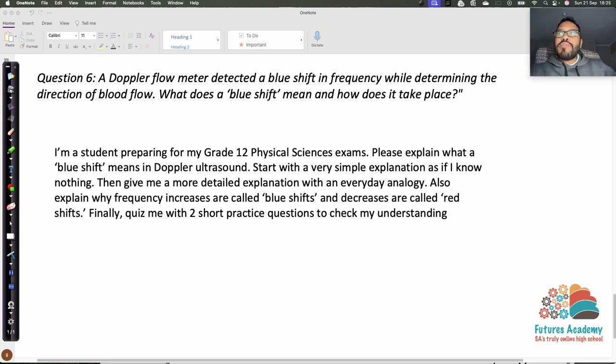So I've given you a sample prompt on the screen, and I've said, I'm a student preparing for my grade 12 physical sciences exams. Please explain what a blue shift means in the Doppler ultrasound. Start with a very simple explanation as if I know nothing, then give me a more detailed explanation with an everyday analogy. Also explain why frequency increases are called blue shifts and decreases are called red shifts. Finally, quiz me with two short practice questions to check my understanding.